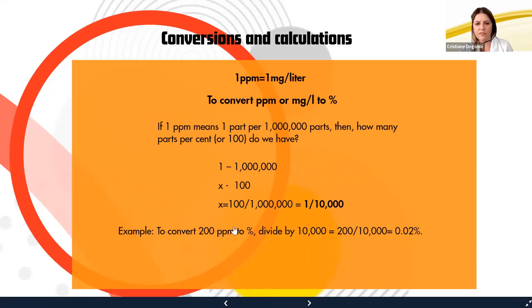For example, if you have 200 ppm and you want to convert to percentage, you just divide it by 10,000. I just showed where that math came from, but it's going to be 0.02%. This is equal to 200 ppm. If you want to go the other way around, you just multiply. So 1% is equal to 10,000 ppm. Okay?